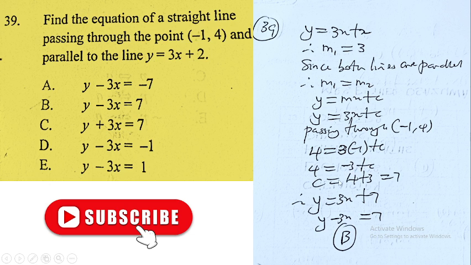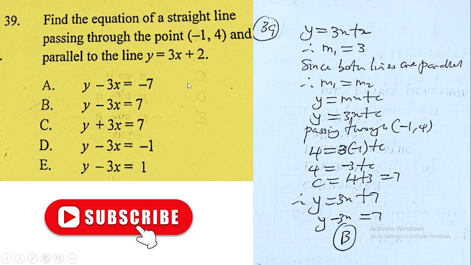Then this collect light times c will be 7. Then return that back into this equation here. You have y equals to 3s plus 7. Then take this 3s to this side. You have y minus 3s equals to 7. And that is the equation of that straight line we are looking for. And option B is the correct option from the options given.